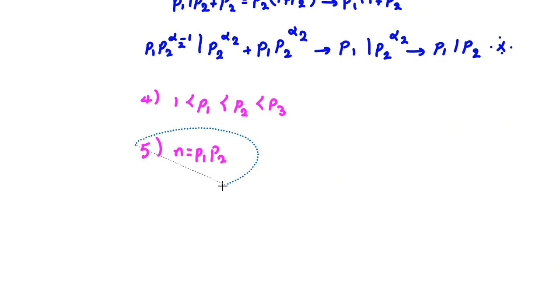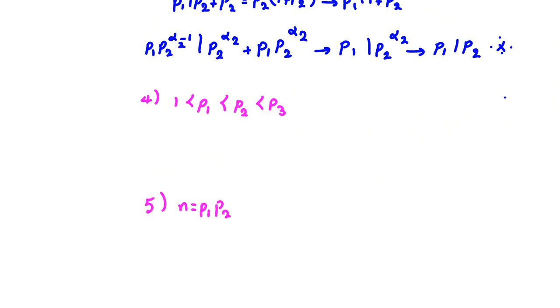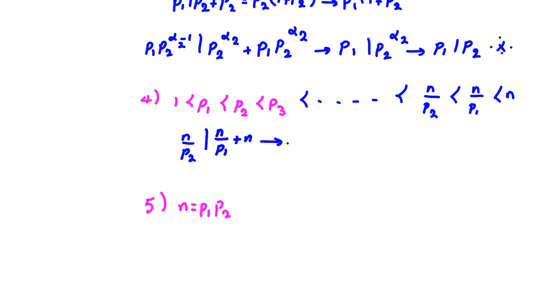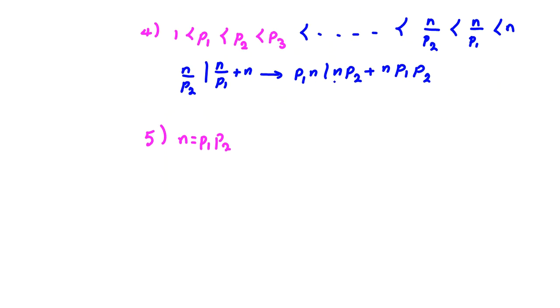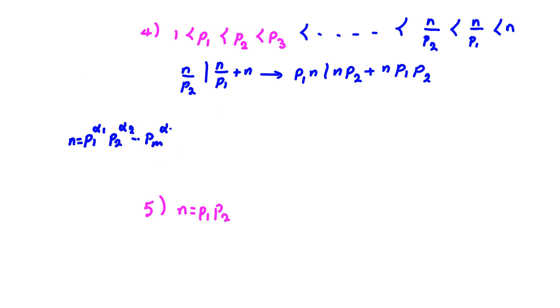If it is 1, P2, P3, again, let's consider the last part. We can consider the last ones, n over P1, n over P2. Again, if we use the same thing, we say n over P2 divides n over P1 plus n. Then we multiply it by P1, P2. So P1n divides nP2 plus nP1P2. Okay. Now we can say n is what? n is P1 alpha 1, P2 alpha 2, up to Pm alpha m.